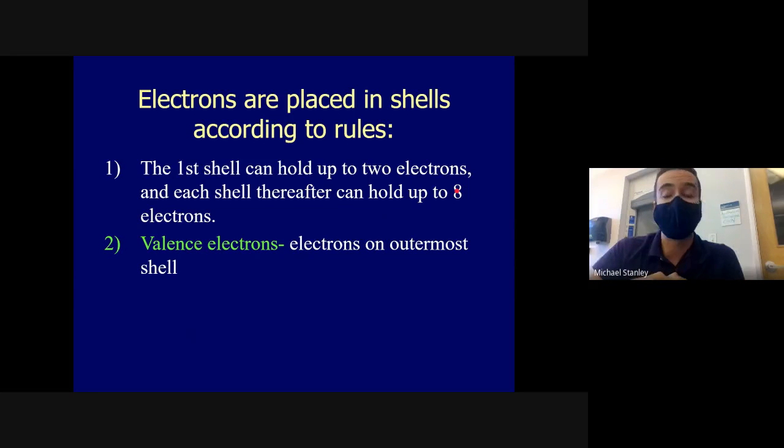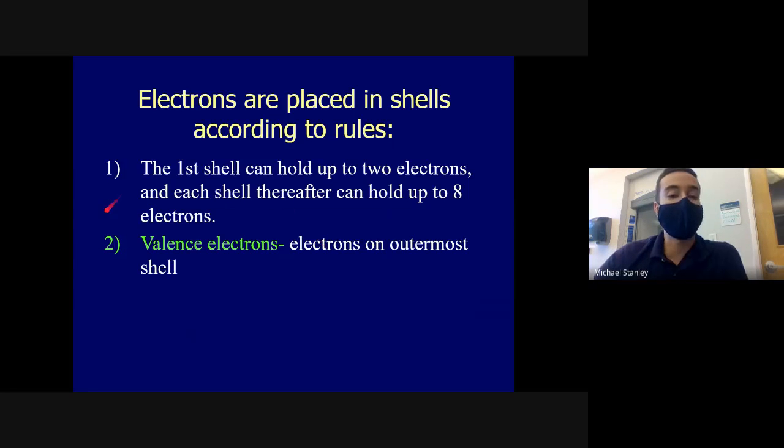Now, one thing that we didn't talk about on Thursday was this idea of valence electrons. And valence electrons is just a fancy name that scientists give to the electrons that are on the outermost shell of the atom. So if it's an atom like oxygen that only has 2 shells, the valence electrons are the ones on the second shell. If you're an atom like aluminum and you have 3 shells, your valence electrons are the ones on the third shell.